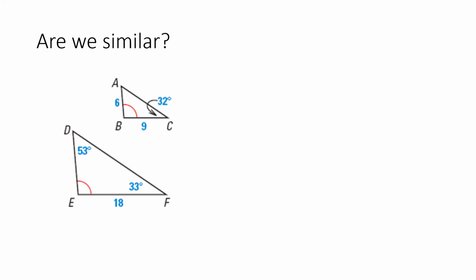All right, in this next example, we have to figure out again if these two triangles are similar. It looks like they already give us that we have one set of congruent angles, but now we've got to figure out the others.